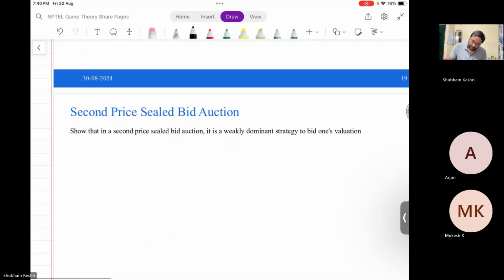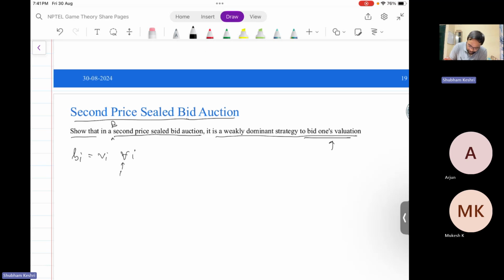All right. So this is a second price sealed bid auction. In a second price sealed bid auction, the highest bidder wins, but he pays the second highest amount. So you see, this question is a little bit different than what was discussed in the class or the lectures. The second price sealed bid auction is Bayesian, by the way, right? So this is a Bayesian game where the valuations of the other players are not known. It is a weakly dominant strategy to bid one's valuation, that is, b_i equals v_i for all i. So we have to show that this is the weakly dominant strategy.